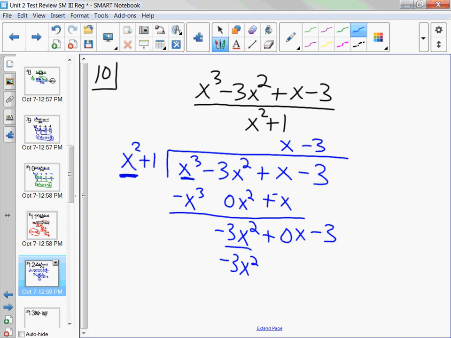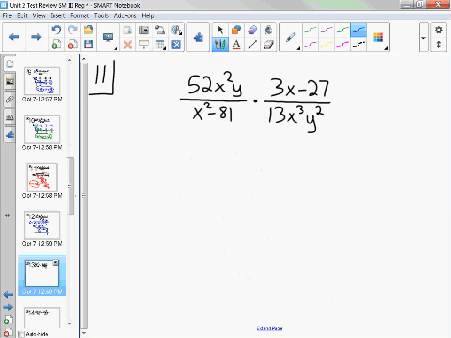And negative 3 times 1 is negative 3. Put it under its like term. I change the signs and add. That adds up to 0, 0, and 0. So my remainder is 0. So my answer is just x minus 3. That's my answer right there. No remainder.